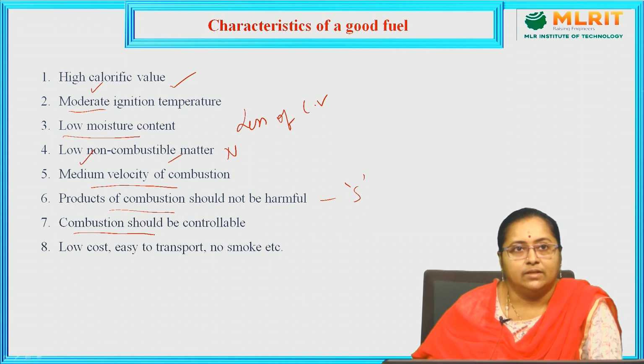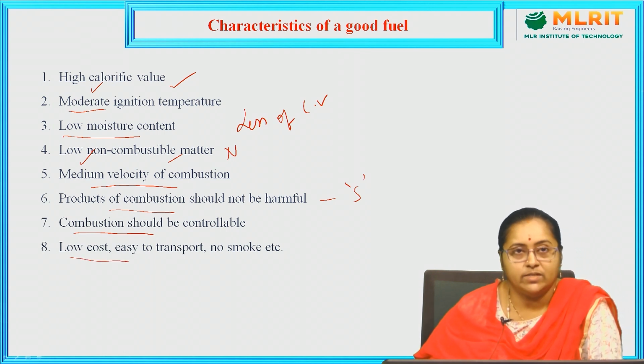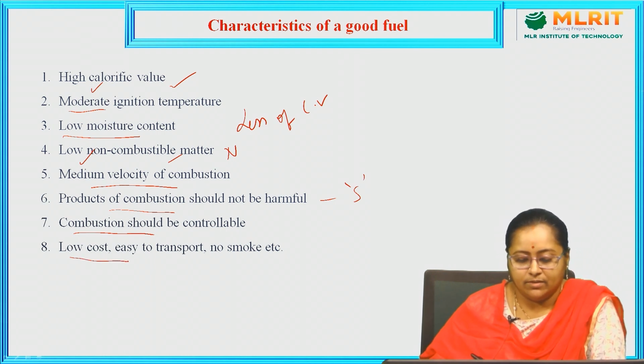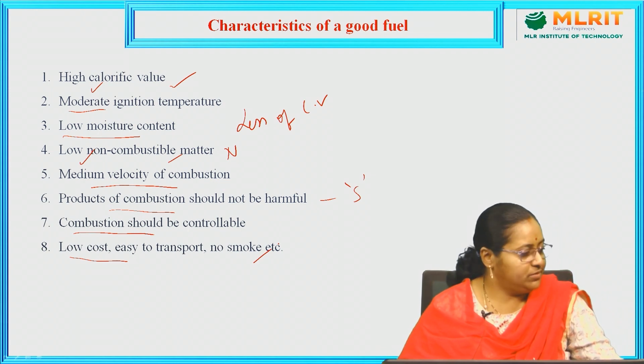And then the combustion reaction should be controllable. That means at any time if you want to control the rate of the combustion reaction, it should be controllable. And then it should be available at low cost, easy to transport, and no smoke should be produced or released during the combustion reaction.